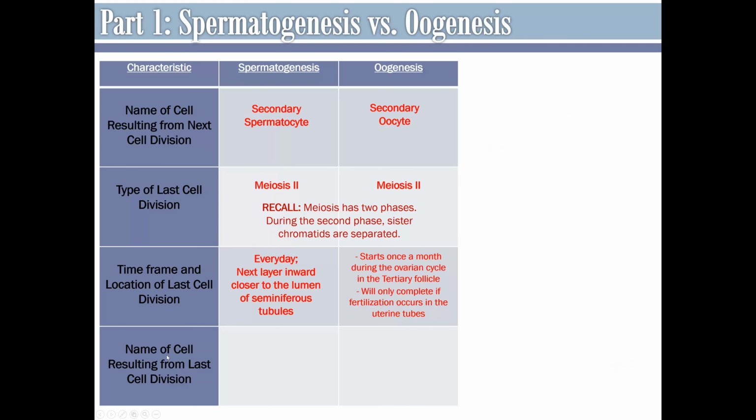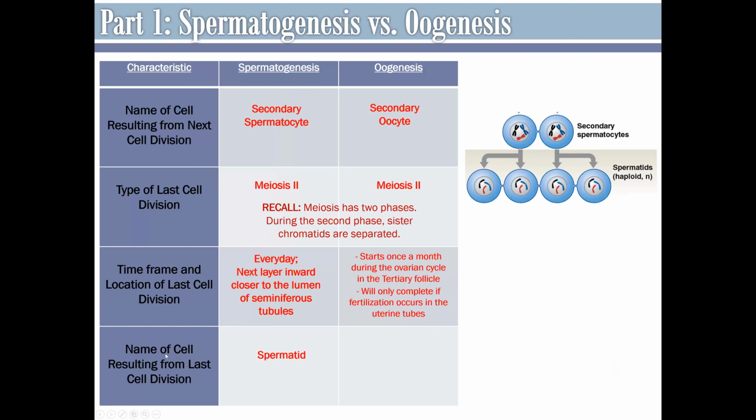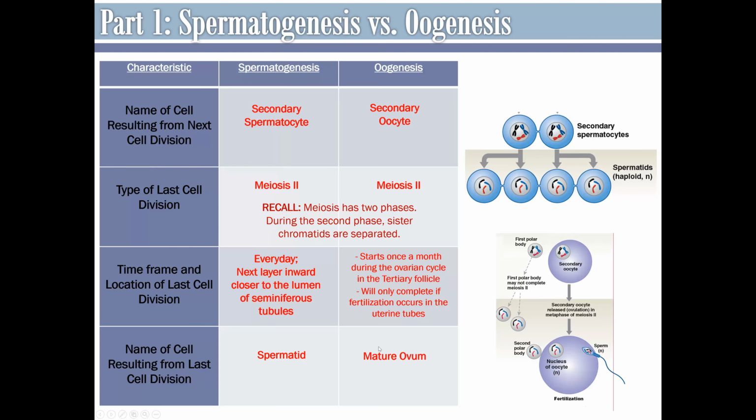So the name of the cell resulting from this last cell division, in males it would be a spermatid. So my 2 secondary spermatocytes that I previously made are each going to undergo meiosis II to give me 4 spermatids. And then in females, the final cell would be a mature ovum. So my secondary oocyte will undergo meiosis II to give me a mature ovum. But again, remember that it's going to pause halfway there. It's going to pause during metaphase 2, and it will stay in this pause state until it is fertilized. So it will not complete meiosis II unless it is fertilized.